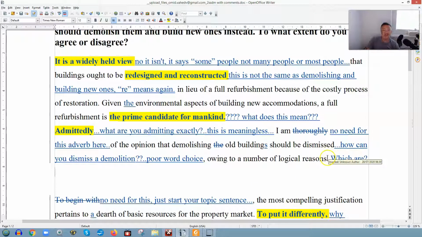And this is an empty sentence, owing to a number of logical reasons. Which are what? What you've got to do: restate the topic. According to some, old buildings, blah, blah, blah. In my view, we should keep old buildings, we should build blah, blah, blah, because of reason 1 and reason 2. That's good for an introduction.